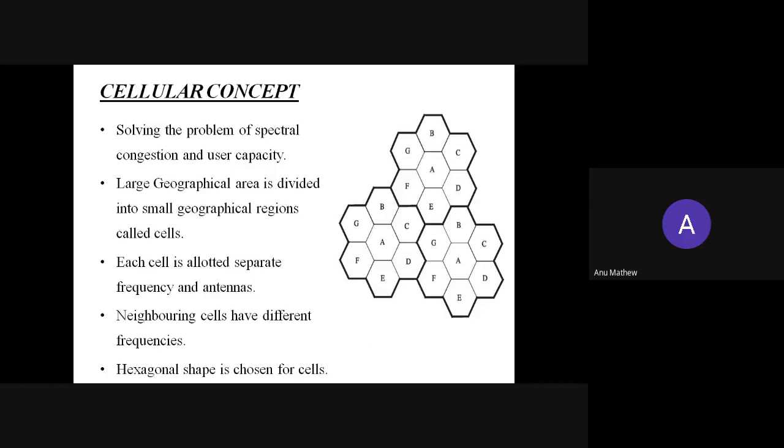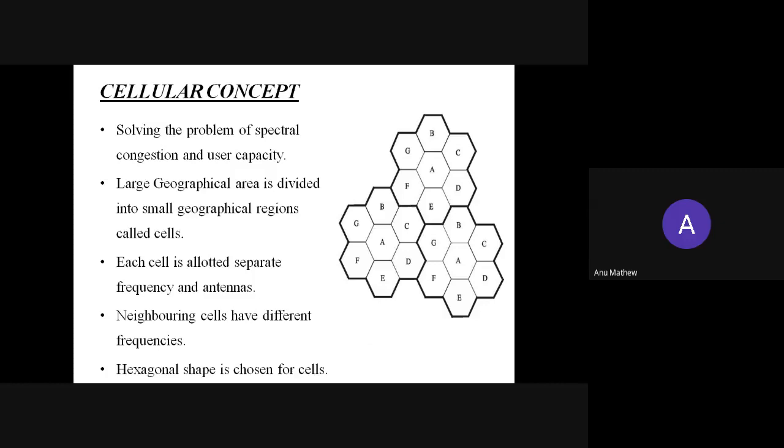Then these small geographical areas or cells are allotted a separate frequency and a separate antenna. So, the main objective of a wireless system is to effectively use the allocated spectrum, that means without spectral congestion and with a good capacity. In order to use the available spectrum in an efficient manner, we have to reuse the available spectrum or frequency many times. So, that is why this cellular concept is introduced.